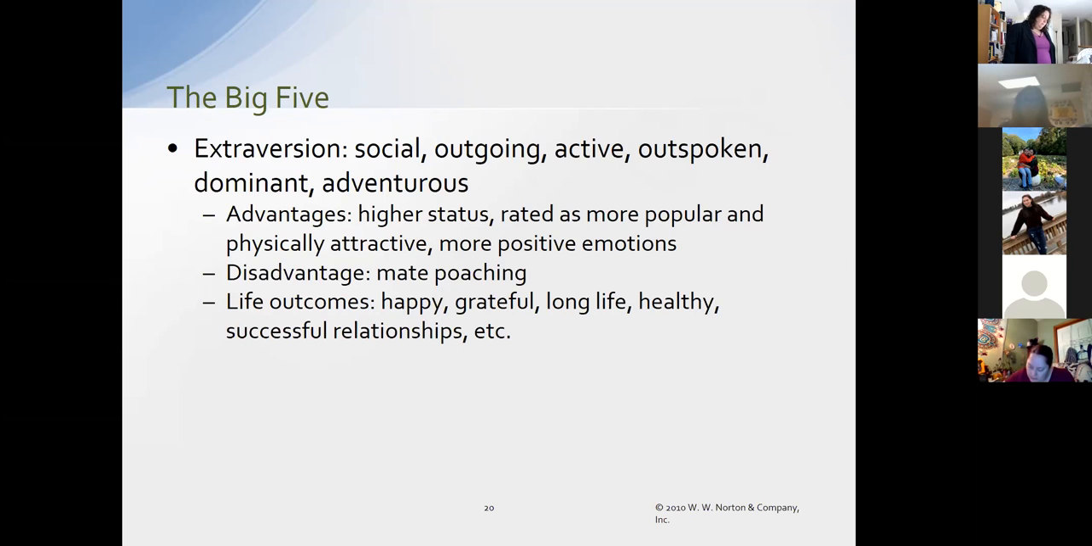The disadvantage is mate poaching or mate competition, right? This is that mean girls relational aggression stuff that everybody hates getting into, right? But in general, they have pretty good life outcomes. They tend to be happy, grateful, have long lives. Partially, I think, because humans are social creatures and we thrive off of social interaction. When we have that social interaction, it tends to make us accountable in terms of taking care of our health. So because of that, they tend to be healthy and their relationships tend to be more successful. Again, thinking about this from a psychological perspective, most likely because they probably talk about any issues in their relationships rather than letting them fester.